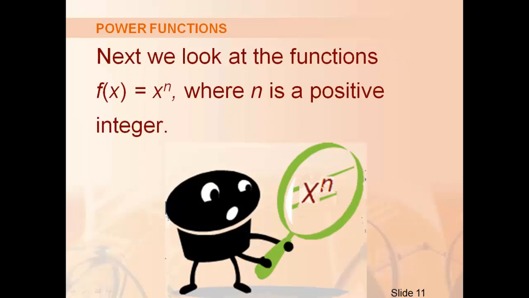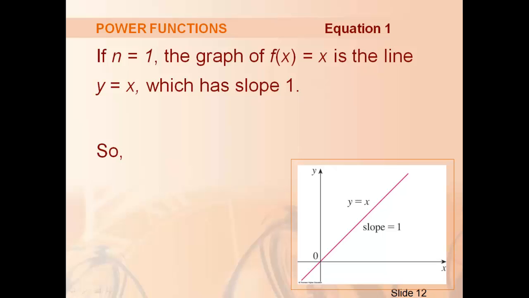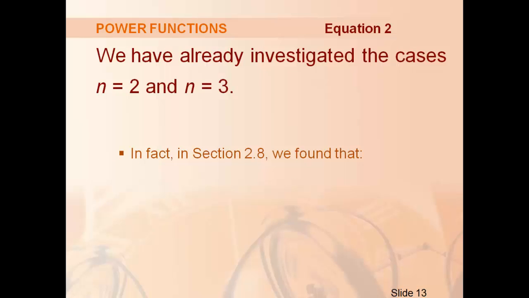Next, we're going to look at functions of the type f of x equals x to the n, where n is a positive integer, and we've already done several of these. If n equals 1, f of x is equal to x, and it's the line y equals x, which is the identity function, and it has a slope of 1. So we would expect the derivative of the function x to simply equal 1, since again, a derivative is a slope. And you can also verify that equation from the definition of the derivative.